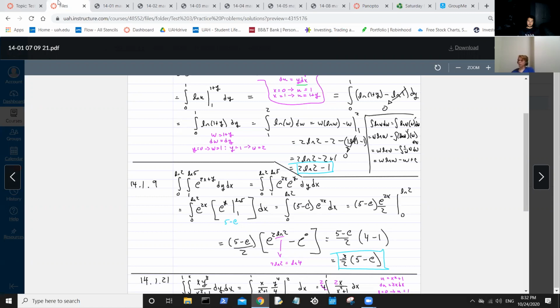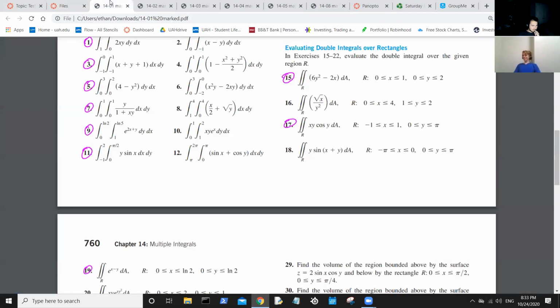Yeah, divided by its power's derivative for the integral. Where I messed up is I didn't take out the 5 minus e, because it's a constant. I tried to split it up, and it got a little messy, but I could have done it better. So it looks like this test is just going to be a review of your integration for the most part. Yeah, basically.